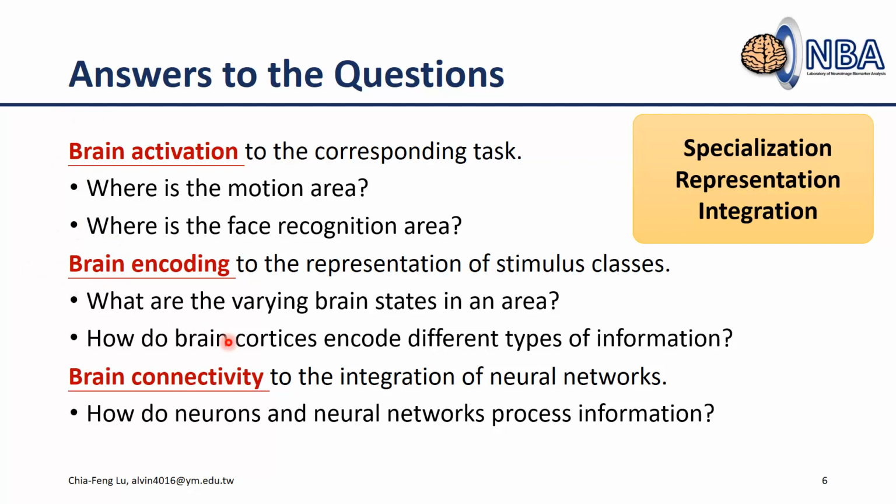Okay. And the final one: how do neurons and neural networks process information or collaborate with each other? How can they work as a team, as a network, to fulfill a very complicated task? So actually, there are three key terms right here for your reference. The first one, specialization, for brain activation; representation, for brain encoding; and the final one, integration, is the word to describe brain connectivity.